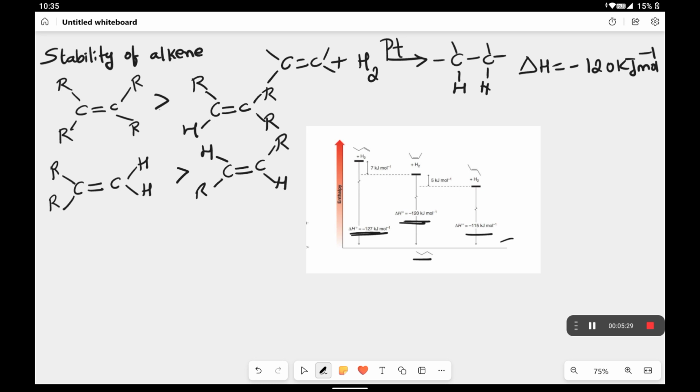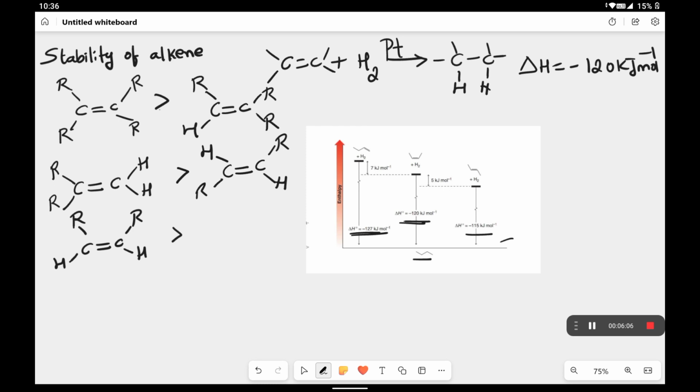Why is this trans configuration more stable, or why does this trans molecule give less energy than the cis? For this question the answer is that the arrangement gives more symmetry, and in the cis molecules the bulkiness of the R groups causes steric strain. That is why all trans alkenes are more stable than cis alkenes.